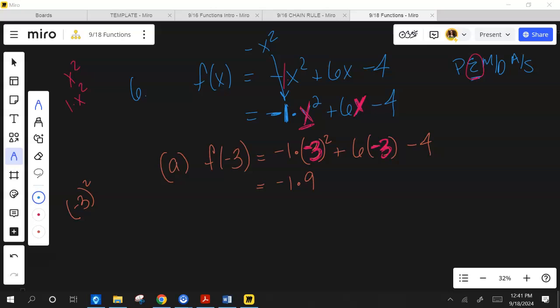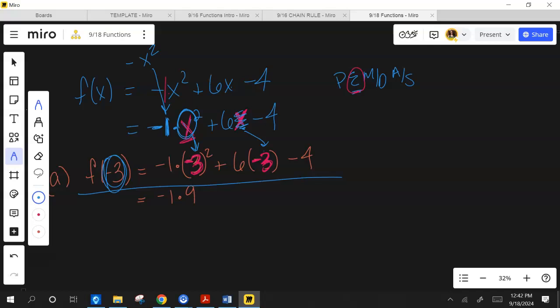All right. Then I rewrote, look, listen. I rewrote the entire equation, but every time I had an x, I took it out and I put a -3, because that was what was in parentheses here. 6x, I dropped the x off and I replaced it with -3. Are y'all with me now?